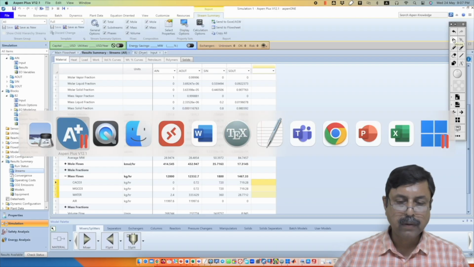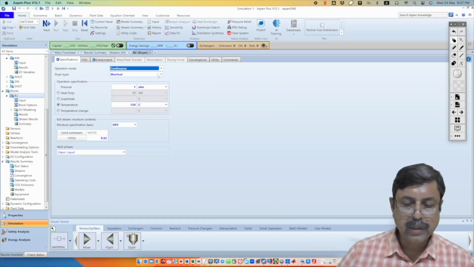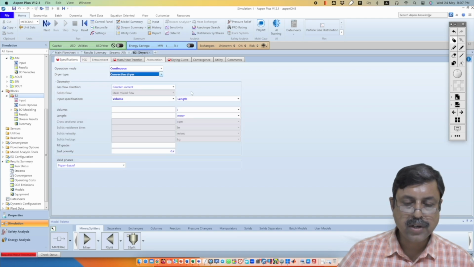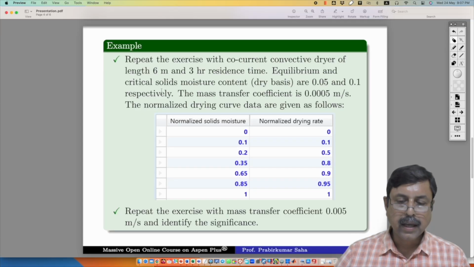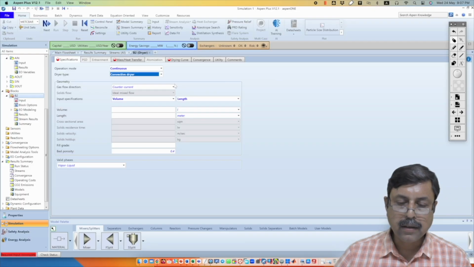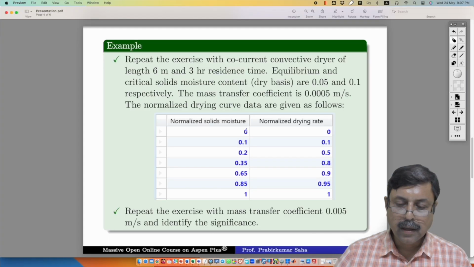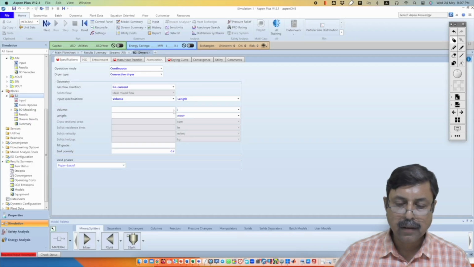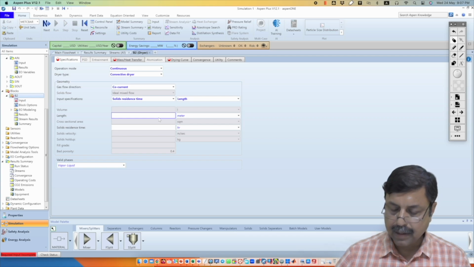let us go back to our simulation window. So we change it to convective dryer, and it is in co-current. So choose co-current. The length and residence time are 6 meter, 3 hour. So this is solid residence time and length. So length is 6 meter and residence time 3 hours.